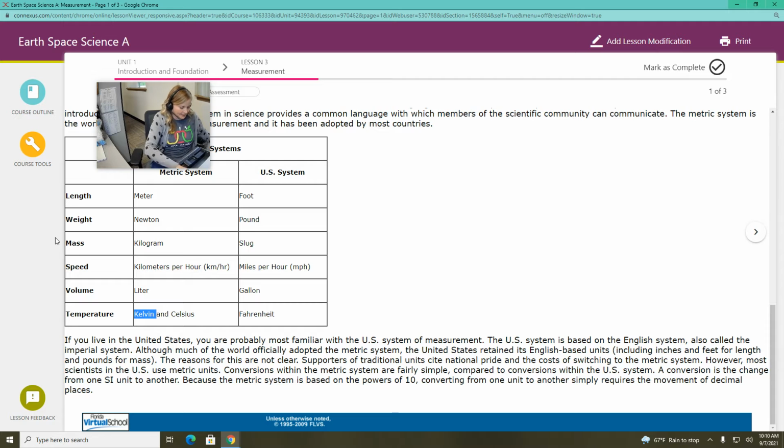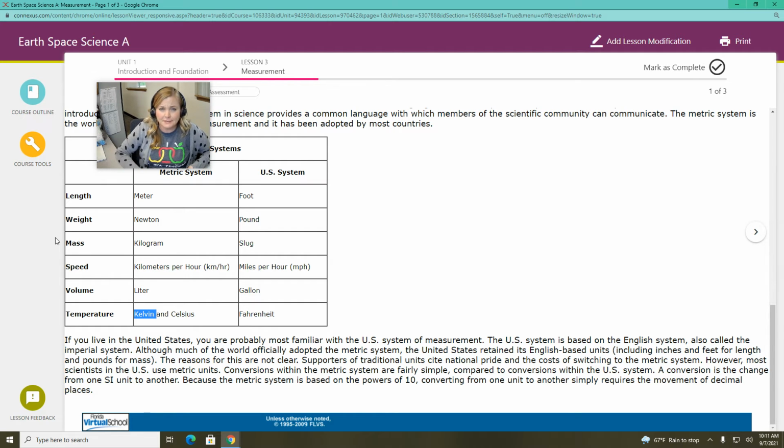Say, for example, in my metric ruler, which I have right here, there are 10 centimeters in a decimeter. In every centimeter, which is really hard to see, there are 10 millimeters in a centimeter. There are 10 decimeters in a meter, or 100 centimeters in a meter. And so then there's 10 meters in a decameter, and so on and so forth. We can just keep going up by a factor of 10.